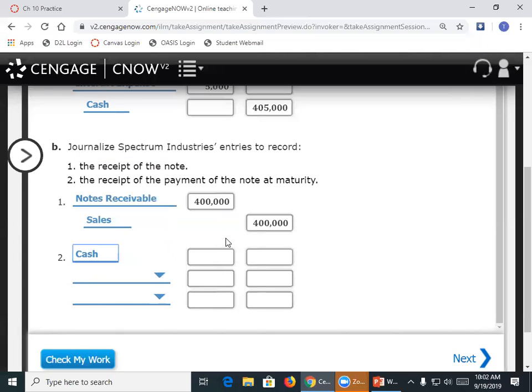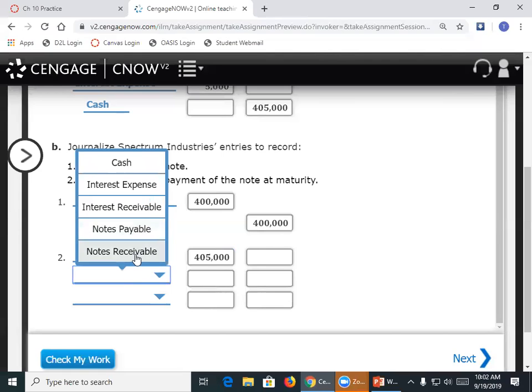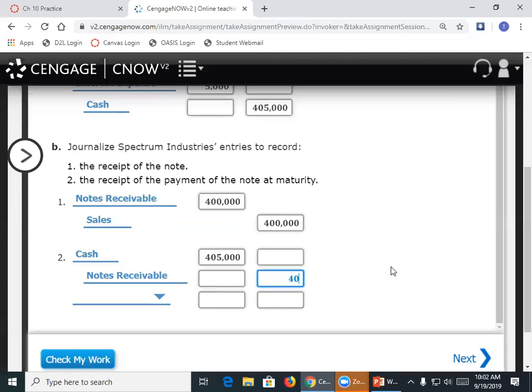Yeah. Cash gets debited, right? Because they're the ones receiving the money. The note is getting paid to them. Okay. So cash gets debited for the full amount, the $405,000. Yeah, you credit notes receivable because they now paid it off to us. We're clearing that out.